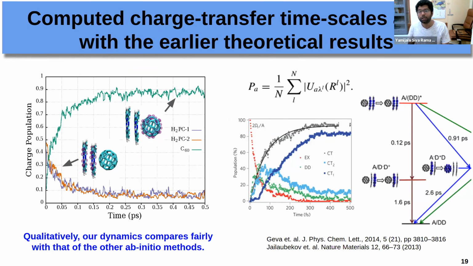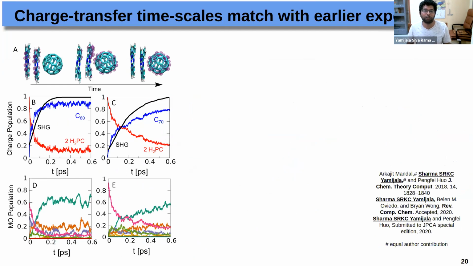there is a complete charge transfer from the donor to the acceptor. In order to further verify our implementation and methodology, we have also studied both C60 and C70 molecules, where C60 is a better electron acceptor compared to C70. Accordingly, we have seen that C70 has a slower population rise. So the electrons go very slowly to the C70 compared to the C60. Here the experimental results are shown in the black curve, which are also in good agreement with our theory.